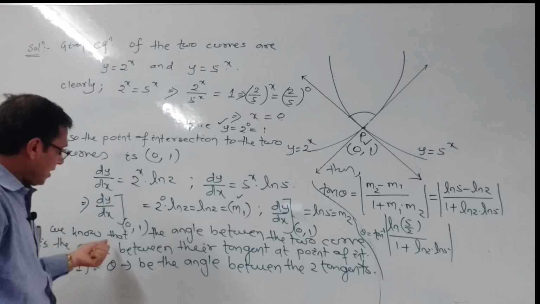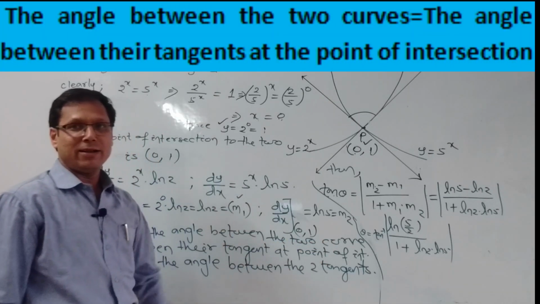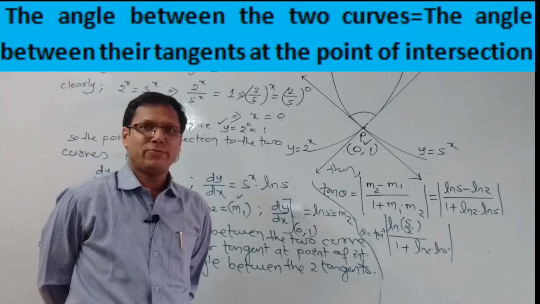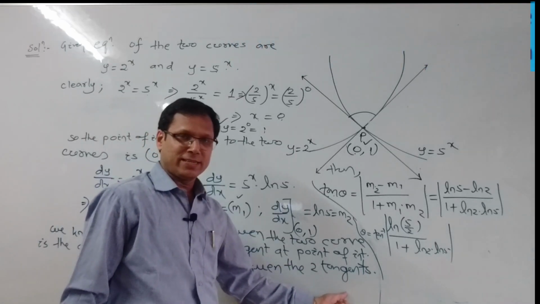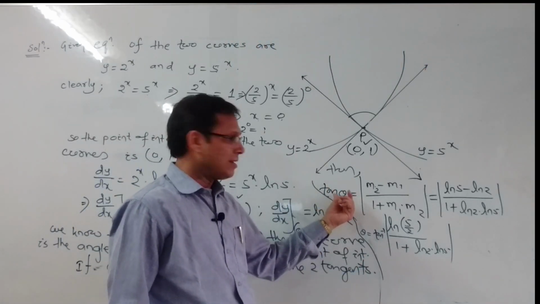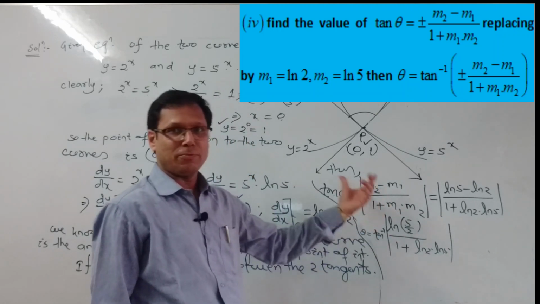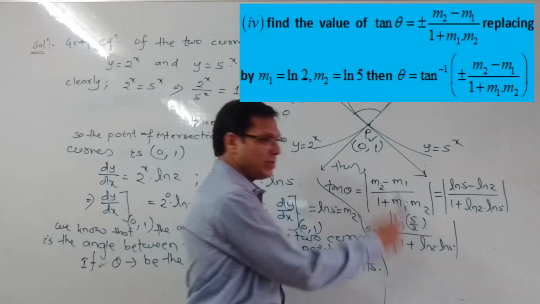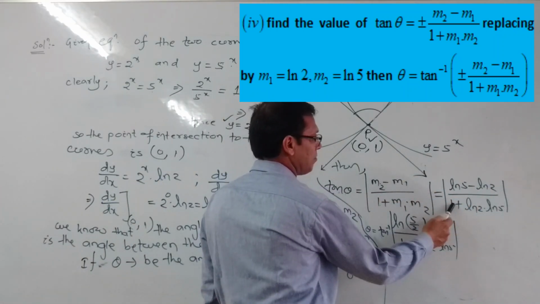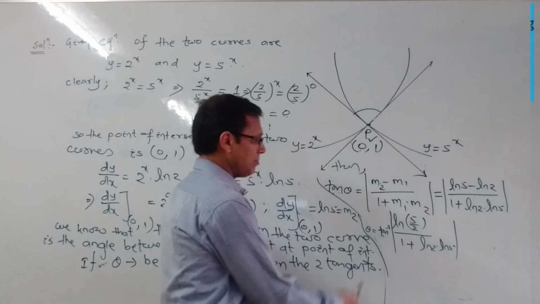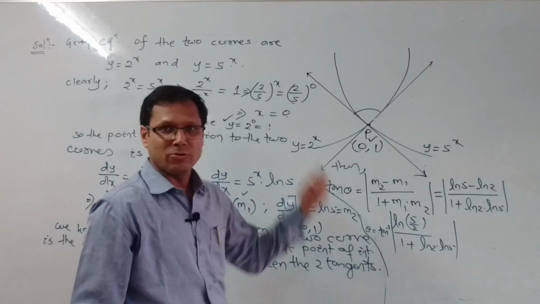Now you can write here: we know that the angle between the two curves is the angle between their tangents at the point of intersection. Taking θ as the angle between the two tangents, we have tan θ = (m2 − m1)/(1 + m1·m2). This is the basic formula from 11th class. So this is (ln 5 − ln 2)/(1 + ln 2 · ln 5), that is ln(5/2)/(1 + ln 2 · ln 5), tan inverse of this. So we have proved it. So make it a note.